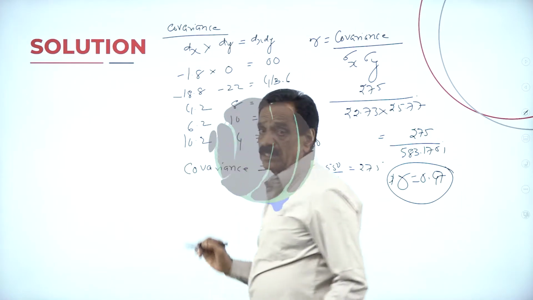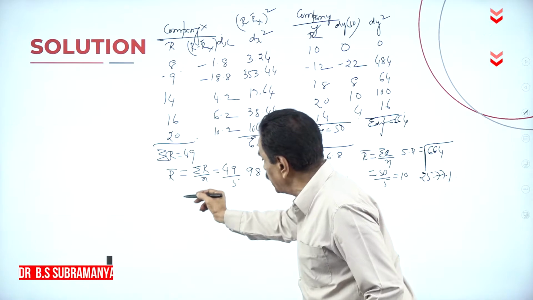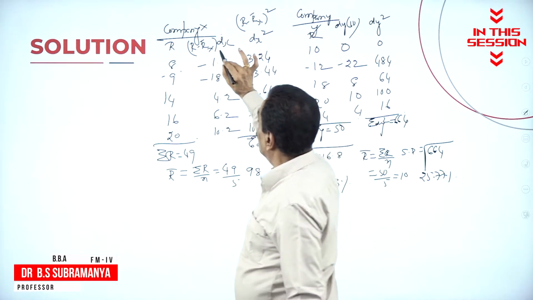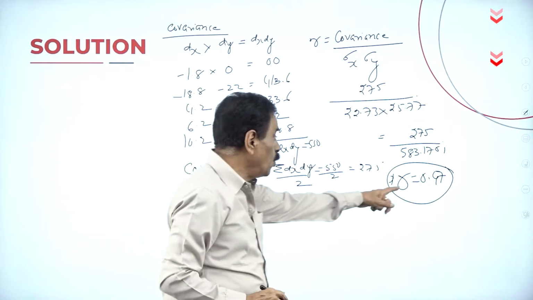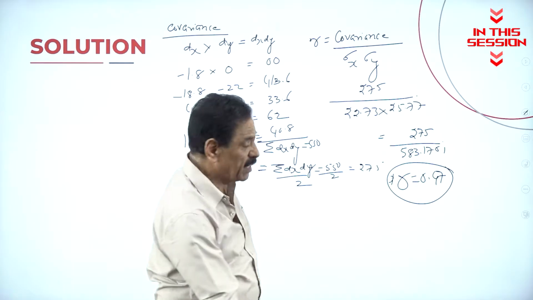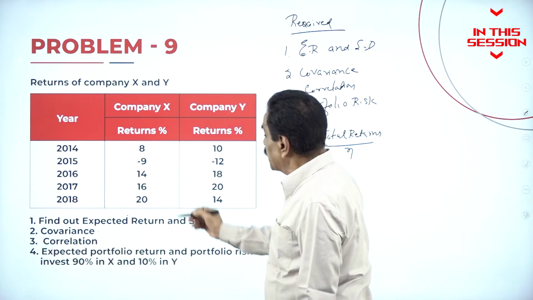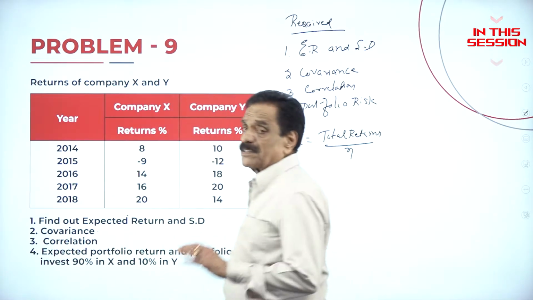Then covariance is equal to dx dy divided by 2. R is given. Calculate the mean. Take the deviation, call it dx. R minus R mean, so it will come 0.47. This is the correlation. So first we will add the returns. This is total return divided by number of years, 1, 2, 3, 4, 5. We will get the return.